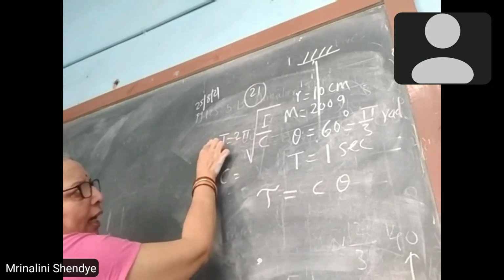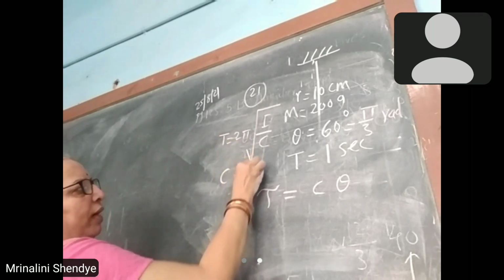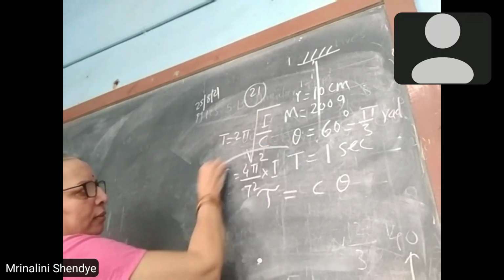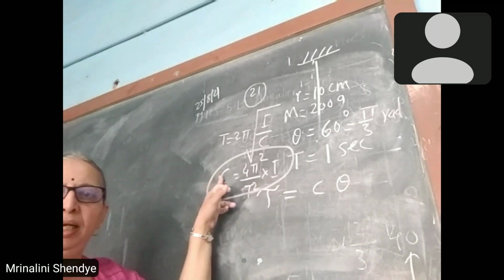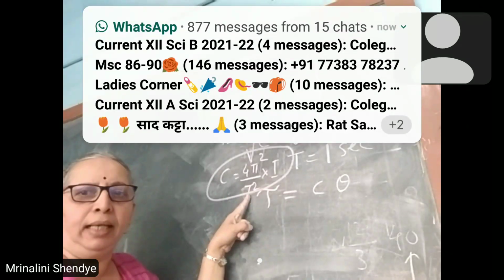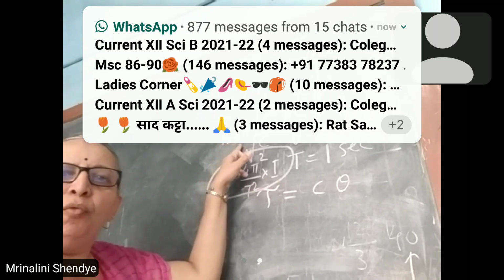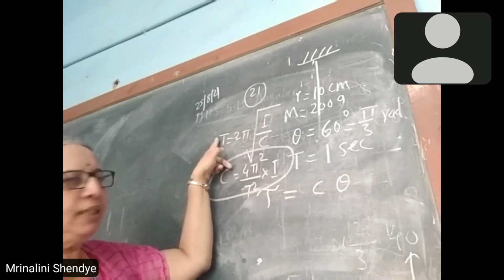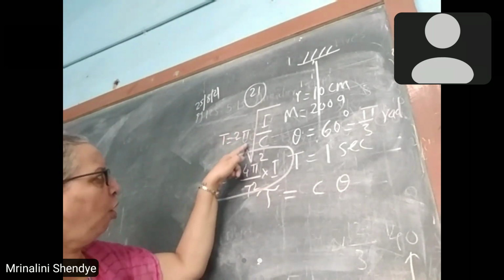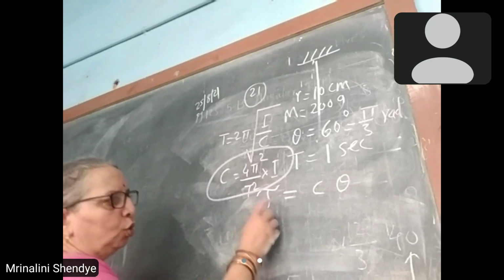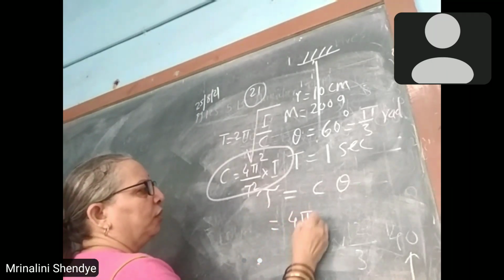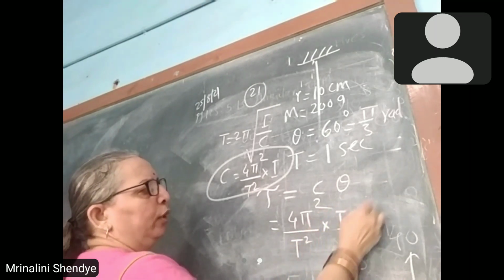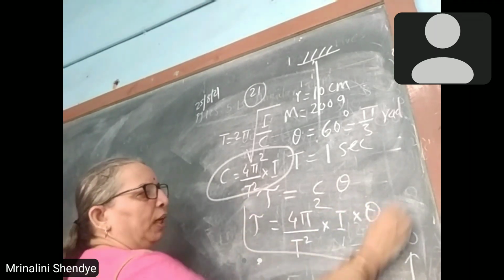C लेफ्ट में लिया, स्क्वायर किया तो 4 पाई स्क्वायर आएगा, ये t इधर आएगा, so t स्क्वायर into I. This is the expression for C in terms of periodic time. देखो t square is equal to 4 pi square I by C. So C will be लेफ्ट साइड में लिया तो 4 pi square upon t square into I. So tau will be then 4 pi square upon t square into I into theta. ये तुम्हारा टोटल इक्वेशन हो गया.